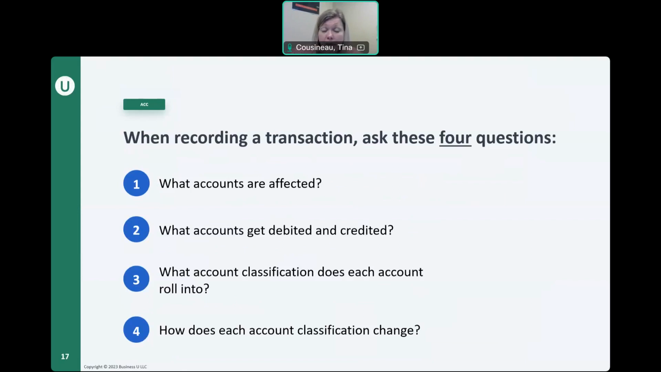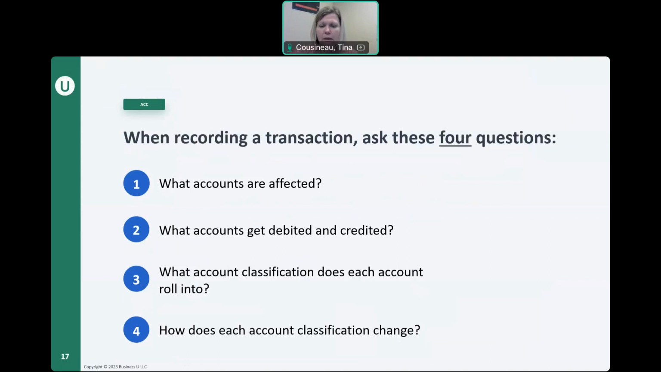If somebody pays me money, my cash goes up, right? Like somebody hands me some cash, my cash goes up. I know that cash is an asset and assets have a debit balance. So I'm going to debit that cash account and it's going to increase. So that's kind of how it all flows together.